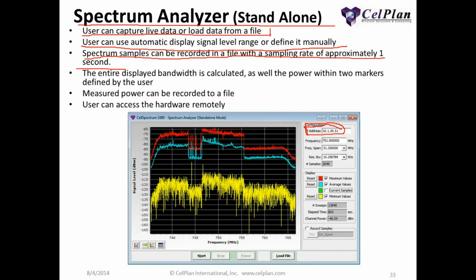But you don't just capture the screen. That's what we do for third-party spectrum analyzers. In our case, we capture the screen, but we also capture the spectrum itself. And also we can calculate the power not only in the entire bandwidth, but also when we have the channel that we are looking for. And we show minimum, average, current, and maximum values.